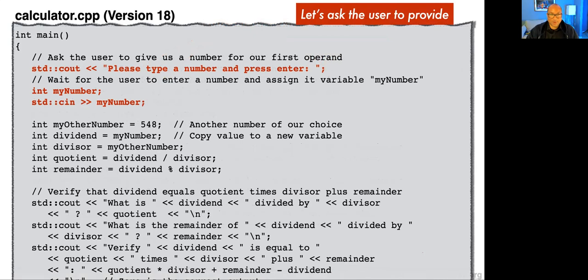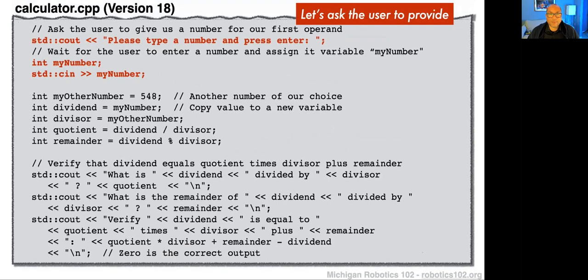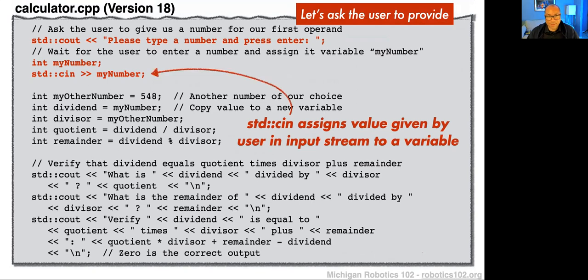To do this, we're going to move up to version 18 here. We can do this by asking for a number. We're going to use this way of streaming in information from the user, streaming in information from the input stream, and that is the cin from our standard library. So std::cin is now our input stream; it represents the input stream.